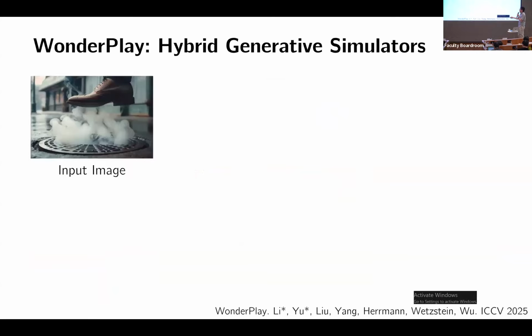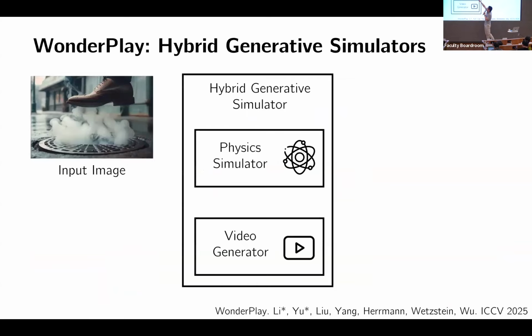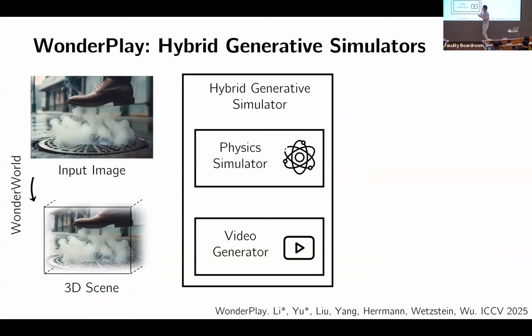In the case of WonderPlay, the work I just presented, at a high level, what we did is you have a single image, and you build this kind of hybrid generative simulator, which has a physical simulator and a video generator. What you do is you first reconstruct the scene in 3D. For example, you can use the WonderWorld framework I just showed. And of course, the reconstruction is not going to be perfect, right? You're going to have a lot of missing regions. But even with the partial, imperfect reconstruction, you can let it go through a physical simulator.